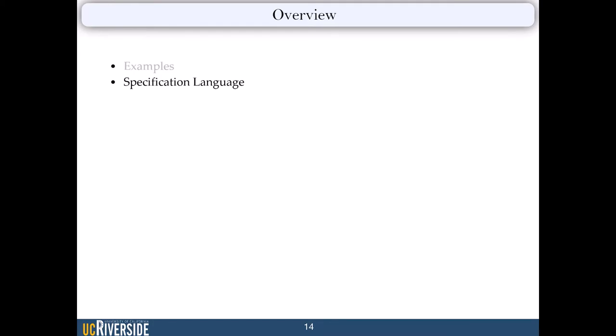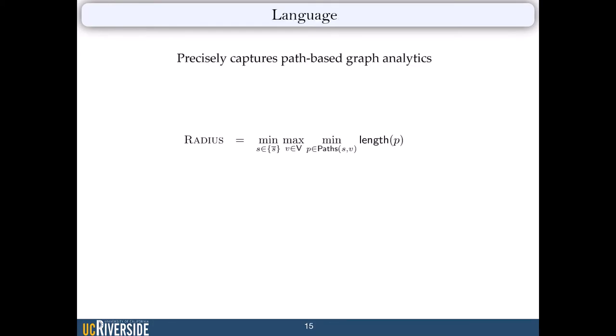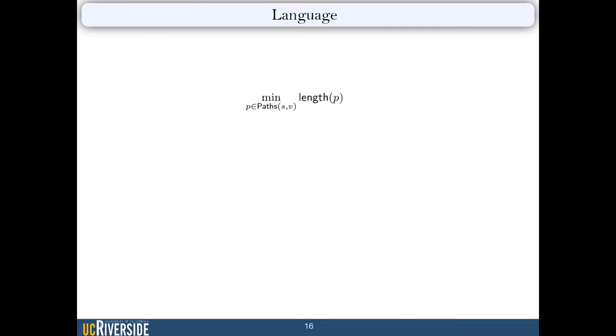Now let's take a closer look at the specification language. The declarative language of graphs precisely captures path-based graph analytics. Consider the radius example that we just saw earlier. Radius is calculated by getting the minimum eccentricity over a set of sample vertices. Therefore, in the first step, we need to calculate the shortest path length to all the vertices. This is done by applying minimum reduction function to the result of length path function.